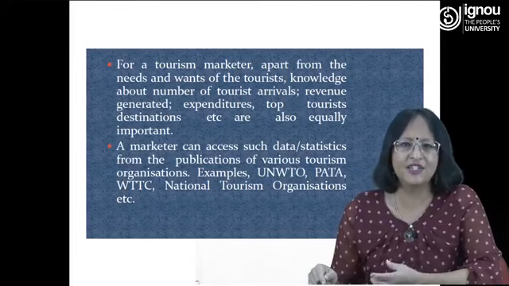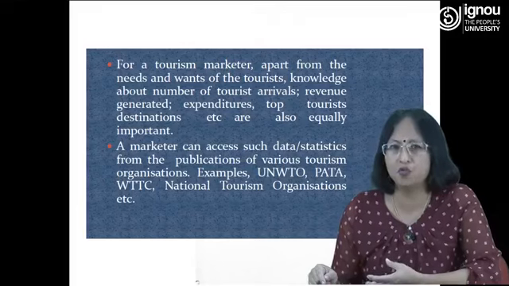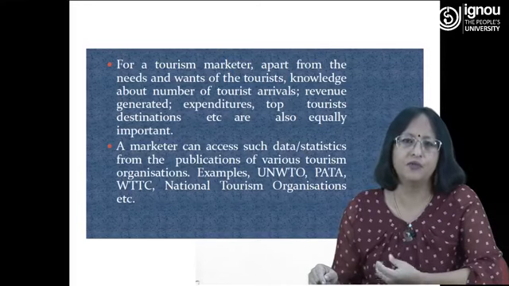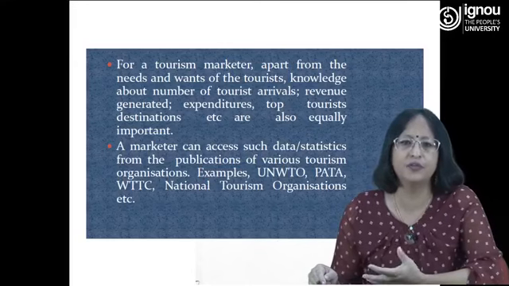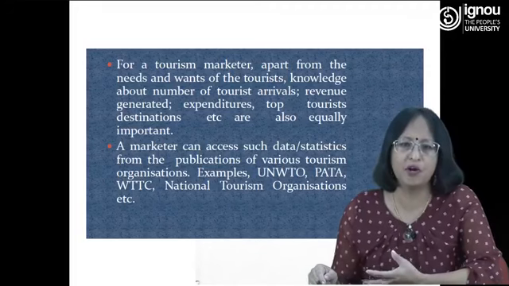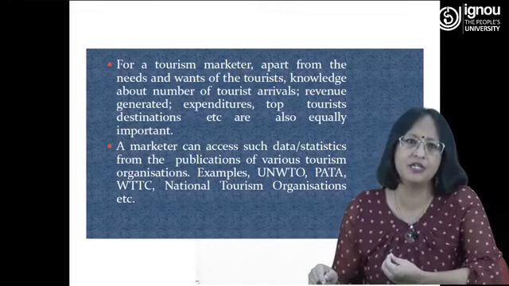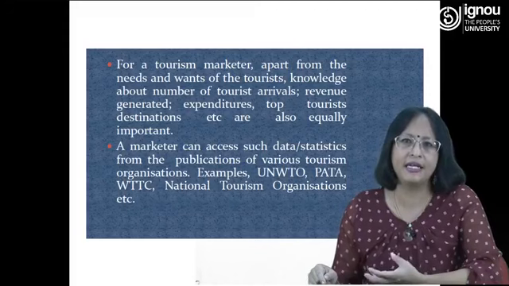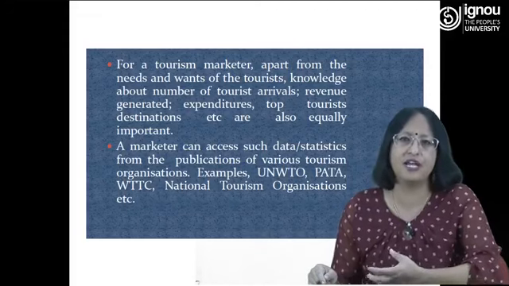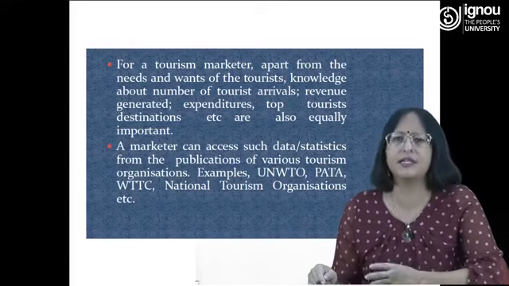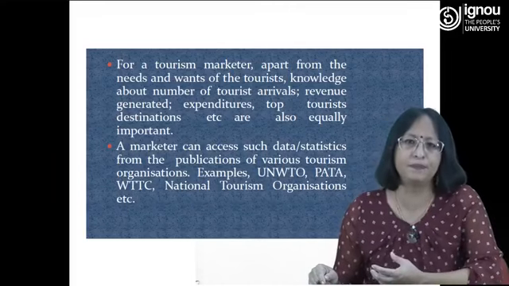Now, a marketer can access such data and statistics from the publications of various tourism organizations. For example, we have the United Nations World Tourism Organization, which is an international organization with so many countries affiliated to it. Then we have the World Travel and Tourism Council, WTTC, PATA is there, and the National Tourism Organizations, etc. A National Tourism Organization is the nodal organization in a country or a destination which makes all the planning and the developmental strategies for the country as a whole, and it also acts as a link or a coordinating body between the public sector, the private sector, and all the other elements of the tourism industry.